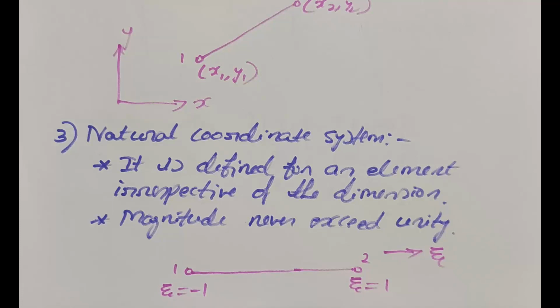So here you have to remember, the natural coordinate system is defined for individual element in a structure irrespective of the dimension, because it is a dimensionless coordinate system. The magnitude varies from -1 to +1, and it will never exceed unity. This natural coordinate is defined by zeta. So this is about the coordinate system, that is local coordinate system, global coordinate system, and natural coordinate system. Thank you.